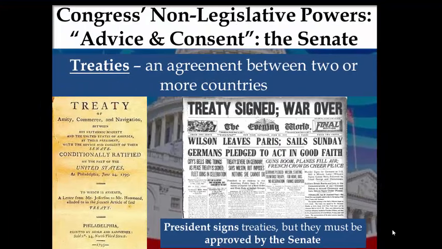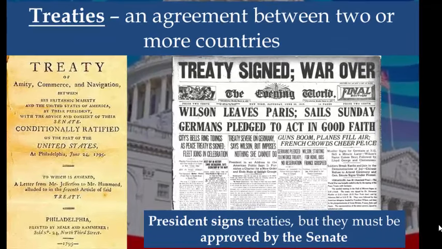The next area of power or functions for Congress is to offer what is known as advice and consent. Now, this is actually a job just for the Senate. The first area of consent, and remember, if you give your consent for something, you're giving your permission or you are agreeing with it. This is on treaties. Treaties are formal agreements between 2 or more countries.